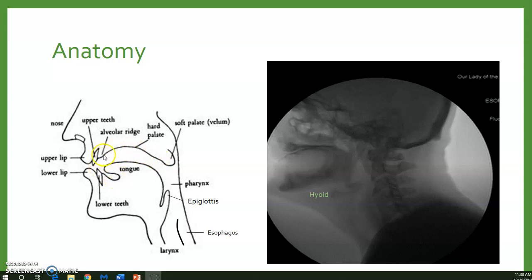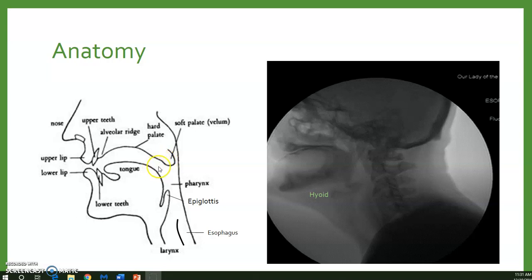We have the hard palate, and this designates two parts of the hard palate, the alveolar ridge, which we'll talk about more with articulation, and then the soft palate here in the back. And remember, the soft palate is that squishy part when you push your tongue to the roof of your mouth.